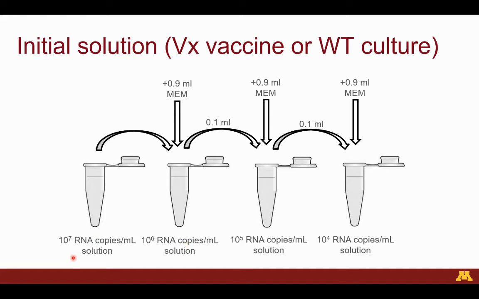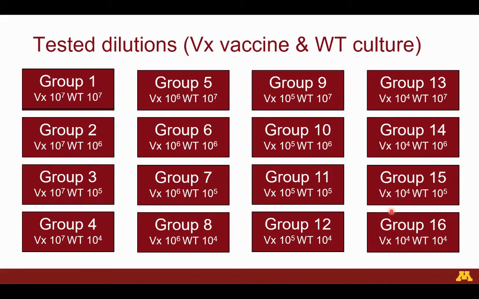As you can see over here, we used four different dilutions: 10 to the 7, 10 to the 6, 10 to the 5, and 10 to the 4 RNA copies per ml. These were mixed in different groups, considering vaccine and wild type. So these dilutions were vaccine 10 to the 7 with wild type 10 to the 7 through 10 to the 4. After that, vaccine 10 to the 6 with wild type 10 to the 7 through 10 to the 4. Vaccine 10 to the 5 with wild type 10 to the 7 through 10 to the 4. And finally, vaccine 10 to the 4 with wild type 10 to the 7 through 10 to the 4.